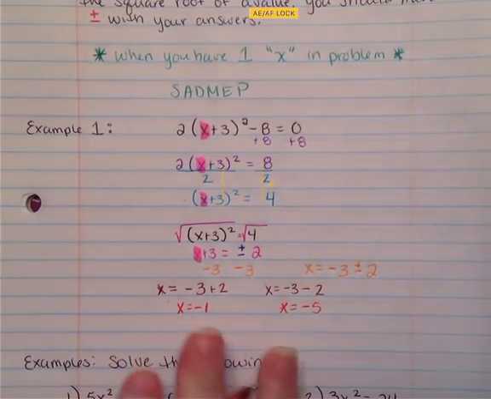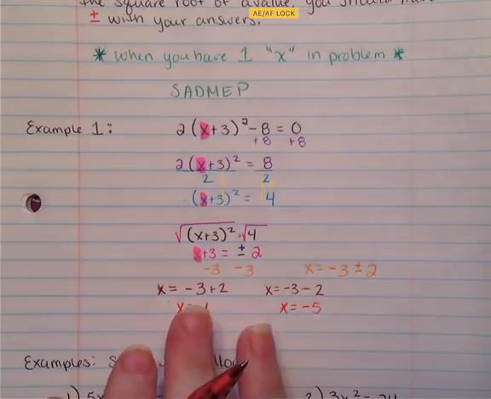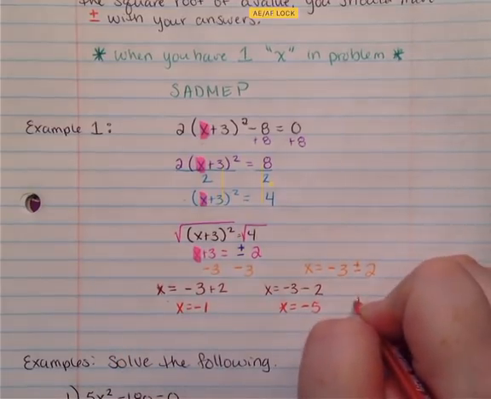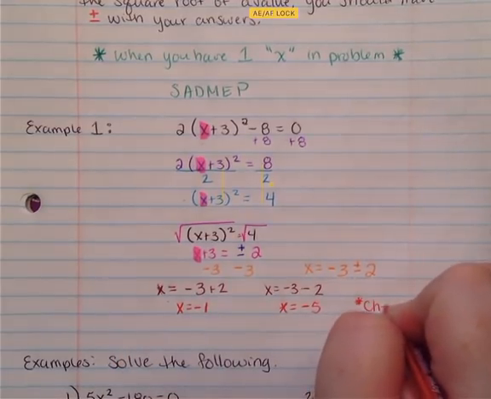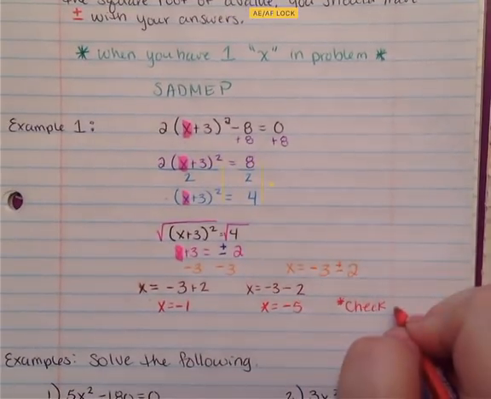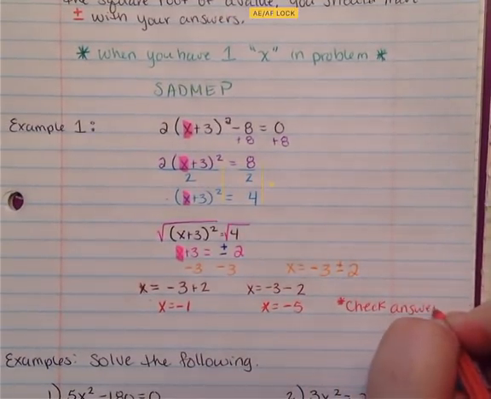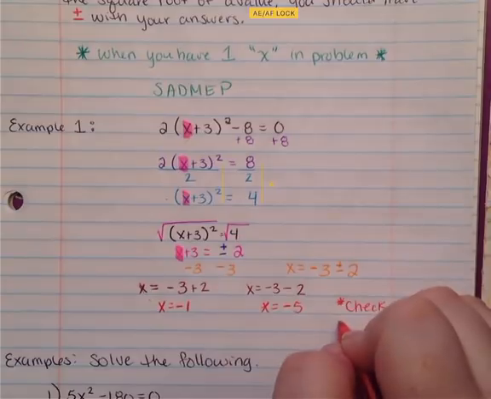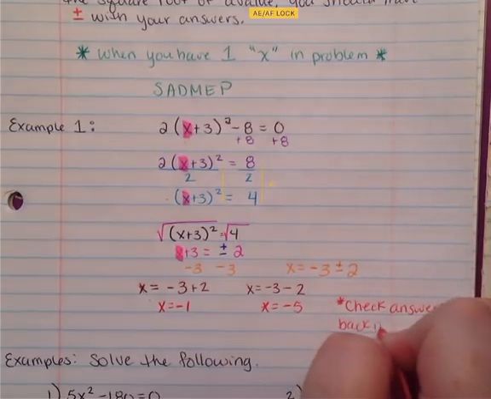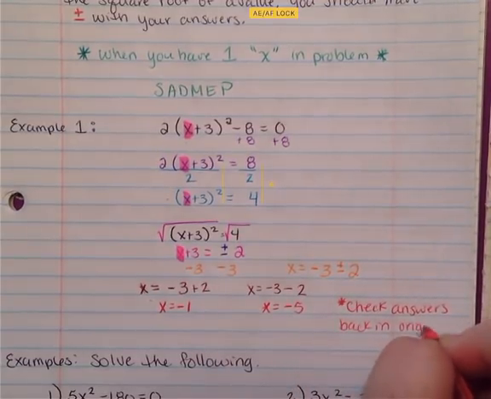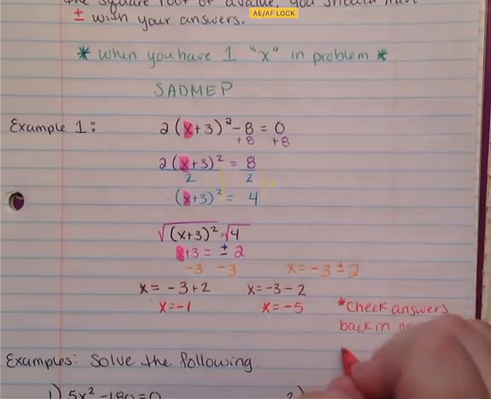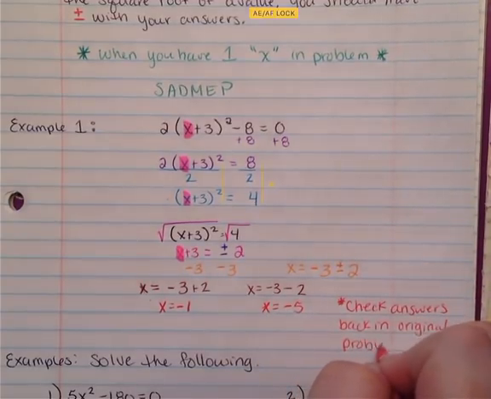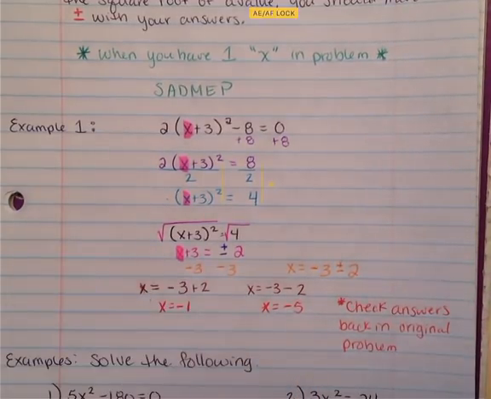Now before we say that we're finished, we must check our answers back in the original problem. So I'm going to make a little note over here. Check answers back in original problem. We do the original because in case we ever messed up, the original problem would be accurate.